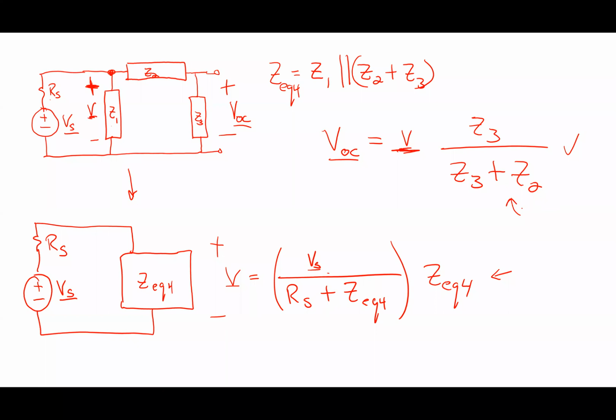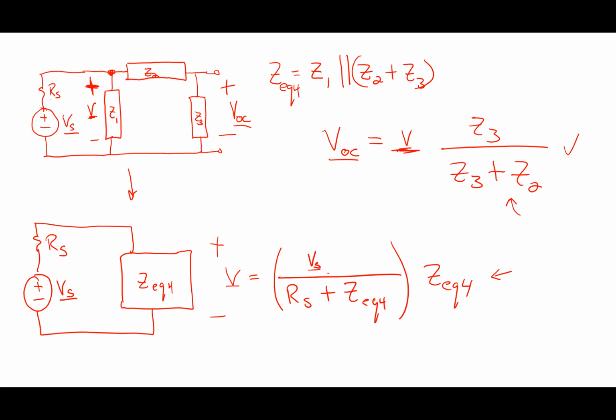I like this because there's lots of things I can see about this that I like, right? I can see when I look at this equation that I have volts divided by ohms, which is amps. I have amps times ohms, so I have volts. So I can check that my answers make sense, right?